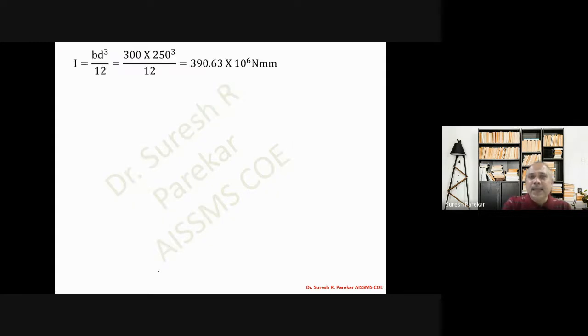And then I have BD cube by 12, and then sigma by 125, because we have H 120 250. So Y is 125, and sigma we will get, that is 7 MPa. So this is the second problem where we have the value of sigma.